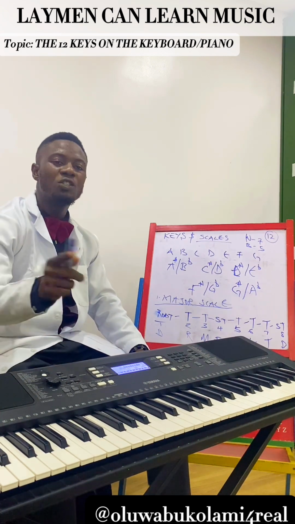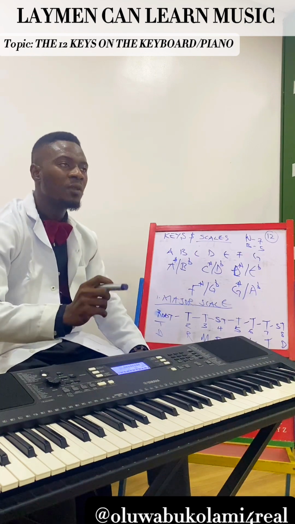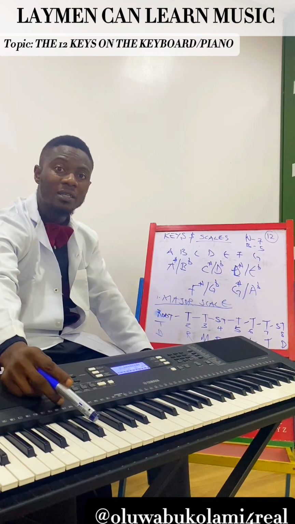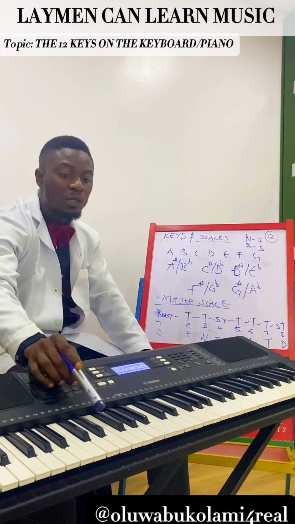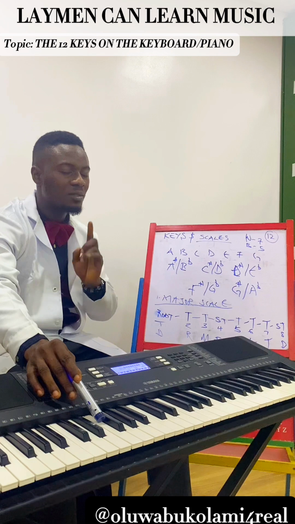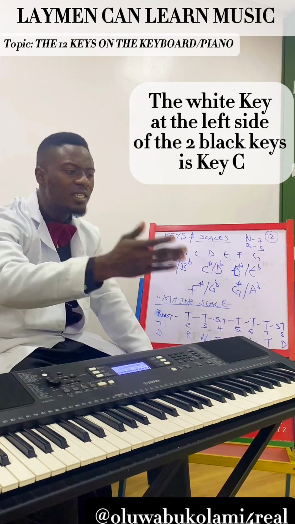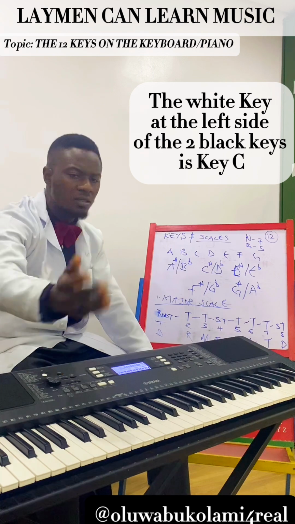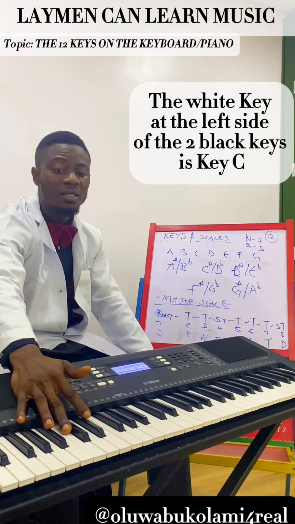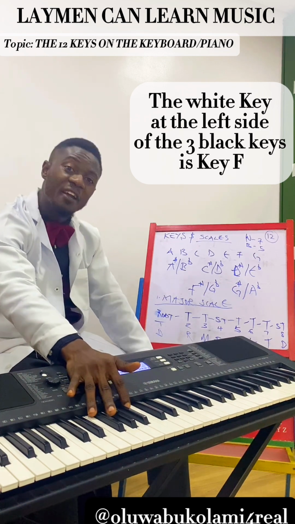So how will you know which one is A, which one is B? You know, that's A to G, right? For 7. Okay, so which one is A, which one is B? The white key at the left side of the 2 black keys is key C. The white key at the left side of the 3 black keys is key F. If that seems difficult, just know one of them. Anywhere you go, any keyboard you see, anywhere in the world, it is the same thing. The white key at the left side of the 2 black keys is key C. The white key at the left side of the 3 black keys is key F.